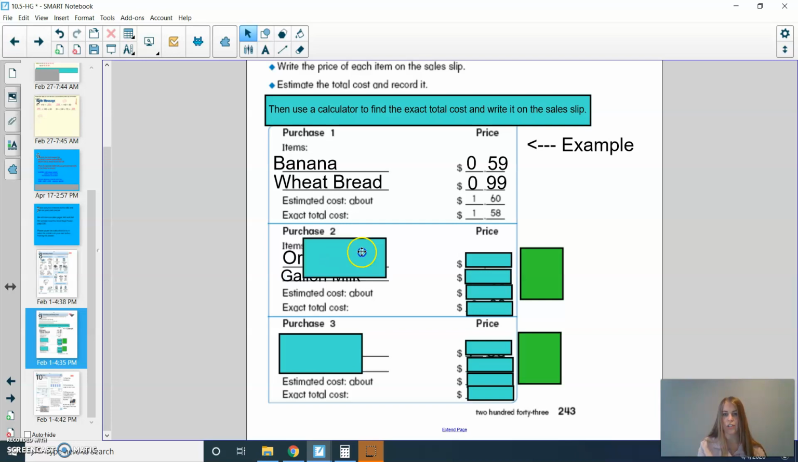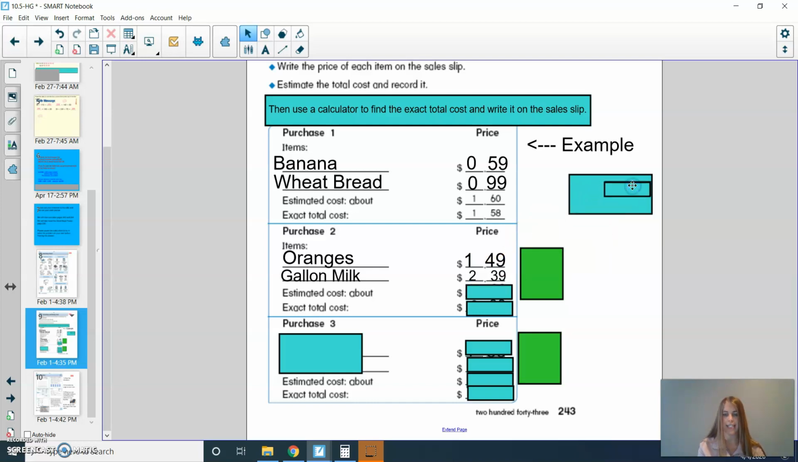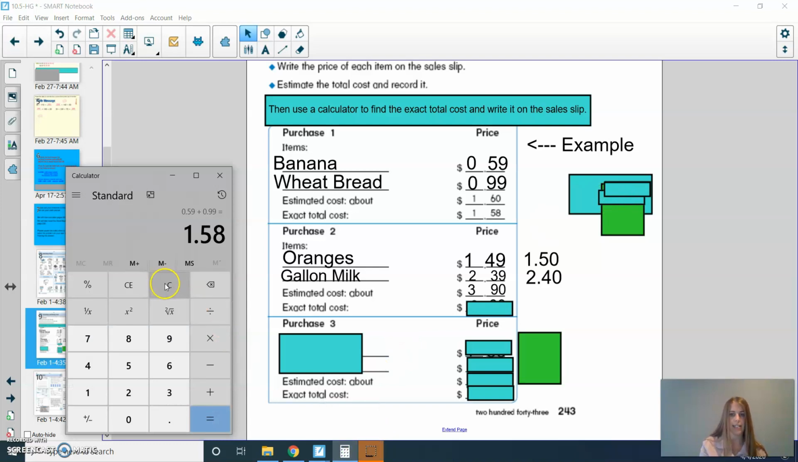Now the items I chose for purchase 2, I chose oranges and a gallon of milk. If you want to use these, you can use these too. The price of oranges was $1.49. A gallon of milk was $2.39. For my estimate, I know that $1.49 is close to $1.50. I know that $2.39 is close to $2.40, giving me an estimated cost of $3.90.